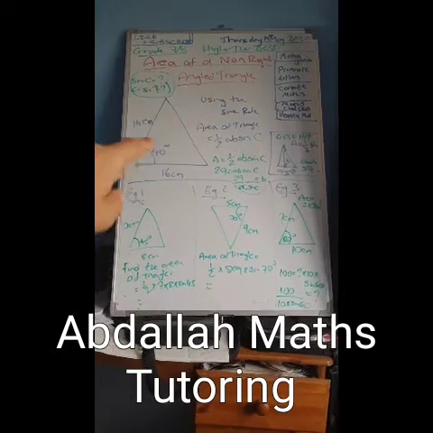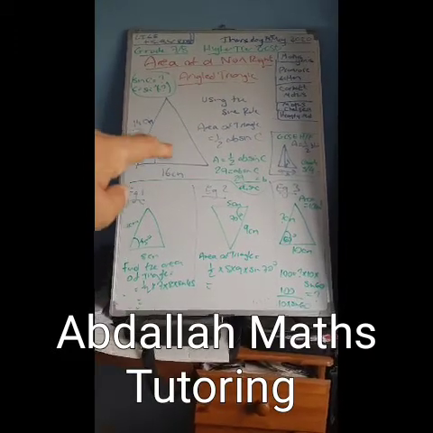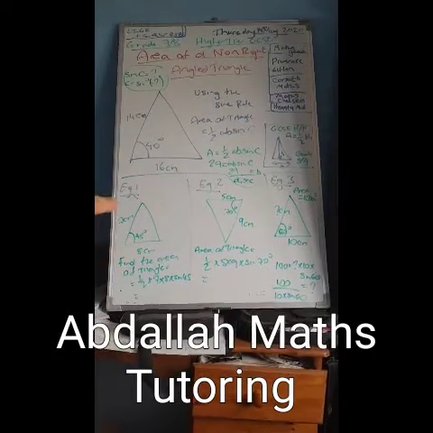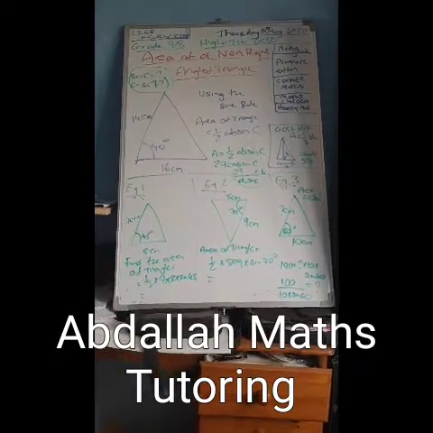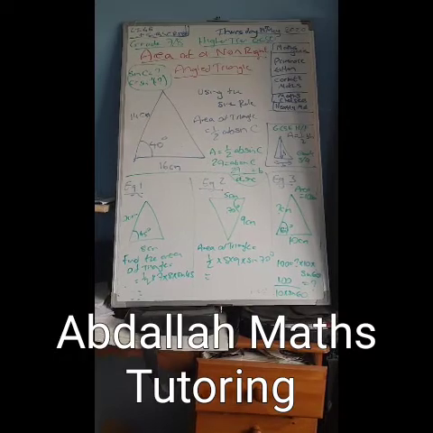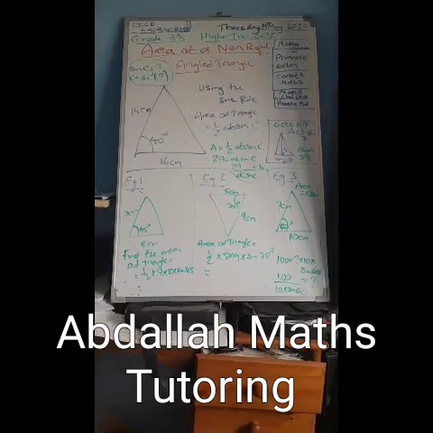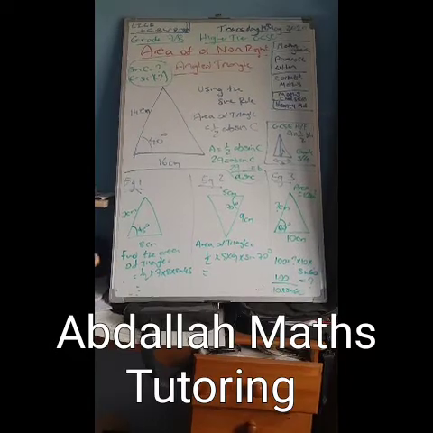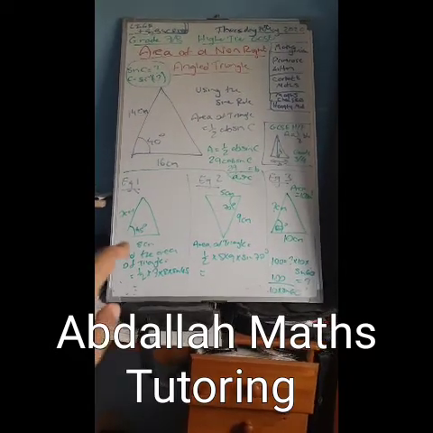So the formula is a half ab sine C. So it's a half times the corresponding length times the corresponding angle. So it's a half times 7 times 8 times sine 45, which gives you an answer. I'll fill that in at the end, guys. So that's how I do my first one.